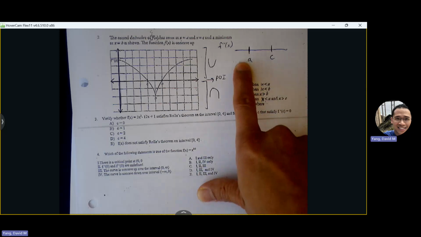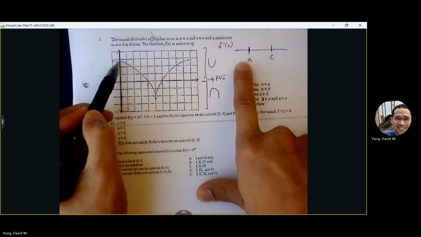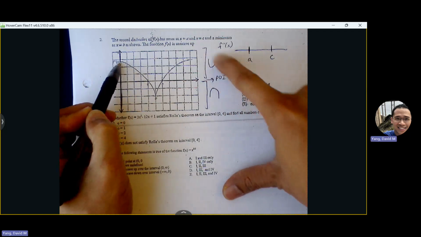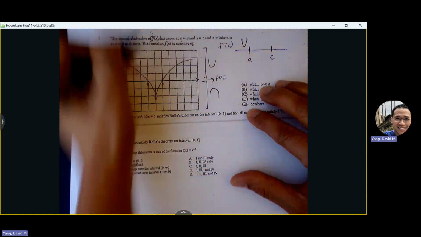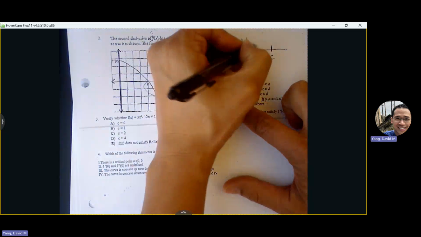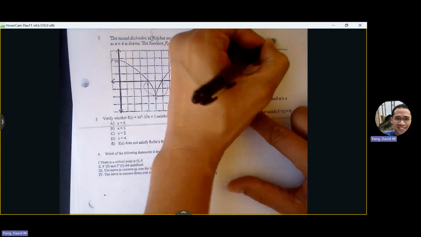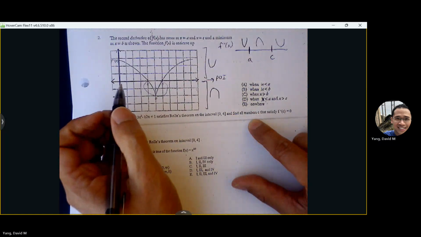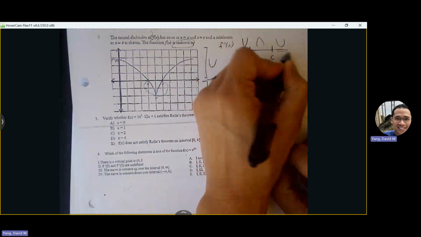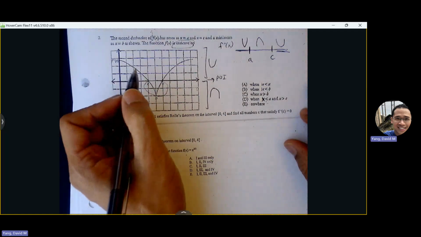All right, what behavior are we expecting to the left of A? Yep, because this is our guide, right? Okay, concave up. Between A and C, concave down. To the right of C, concave up. So our graph is concave up in these two intervals, to the left of A and to the right of C.